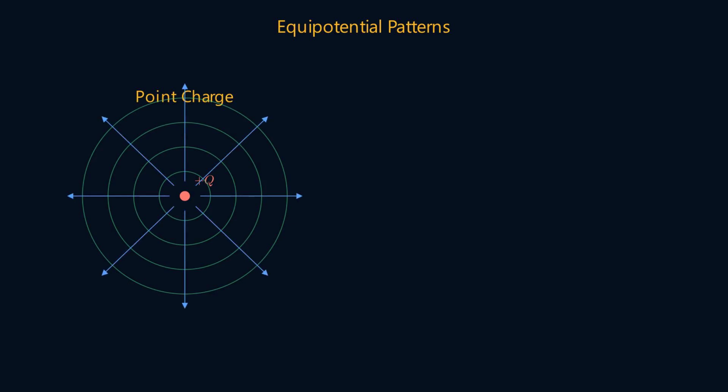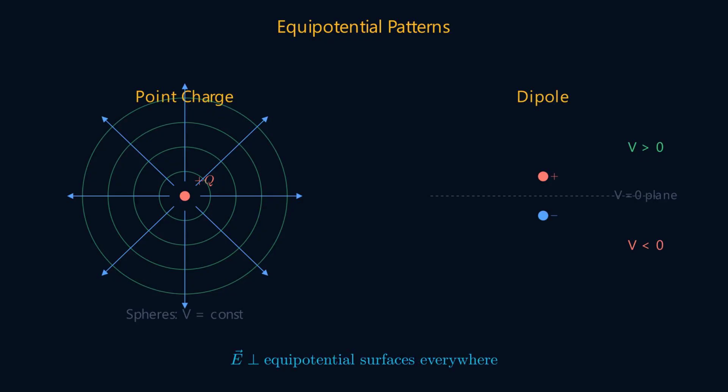For a point charge, equipotential surfaces are concentric spheres. For a dipole, the pattern is more complex. Positive potential above the midplane, negative below, with the 0-volt surface at the midplane itself.